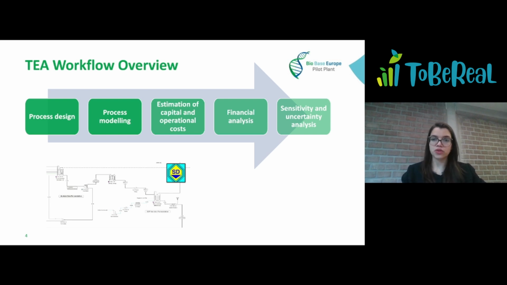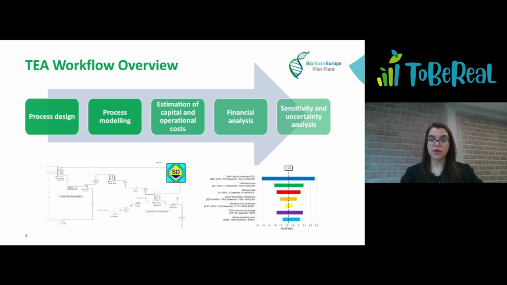This will then lead us to the financial analysis, where we have a cash flow of all the costs and revenues throughout project years that allow us to calculate financial metrics such as the internal rate of return or the payback period, for instance. And having these models, this allows us to perform sensitivity or uncertainty analysis, where we can vary different parameters and have a range of what will be your final product cost, for instance, or your internal rate of return if these parameters change.